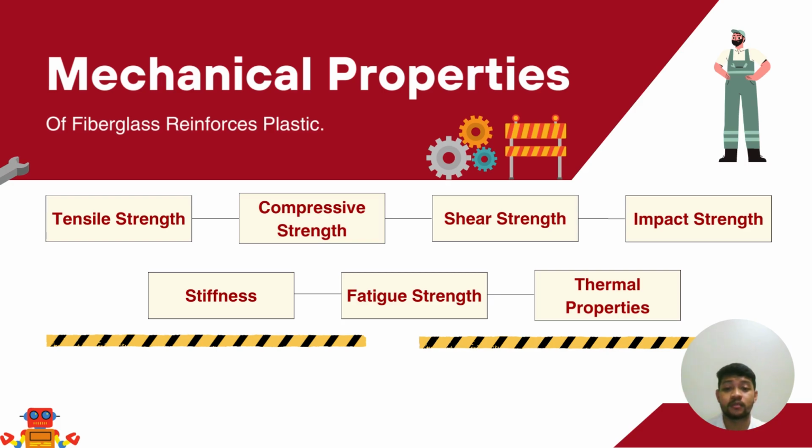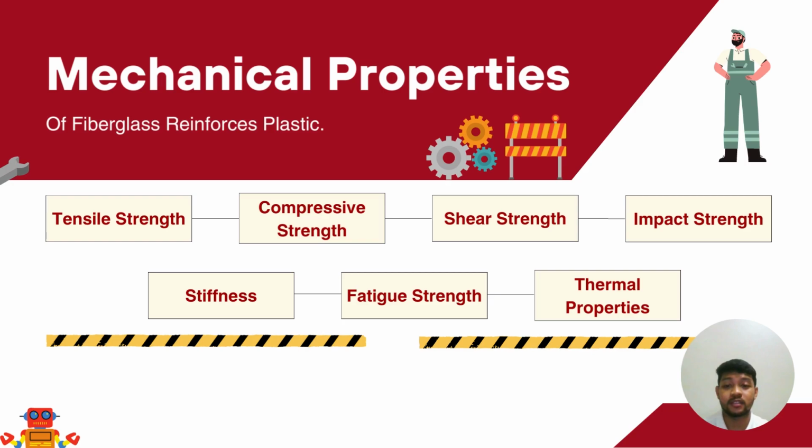For the stiffness properties, Young's modulus of FRP is known for its high stiffness, typically ranging from 15 gigapascal to 40 gigapascal, providing rigidity to the composite structure. For the fatigue properties, FRP has good fatigue resistance, allowing it to withstand cyclic loading without significant degradation in performance. The fatigue strength depends on the specific composition and manufacturing process.